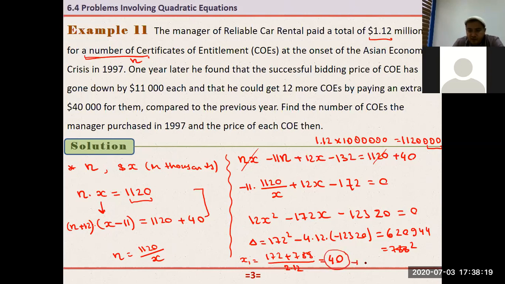So from here we can get n. Then n will be 1120 divided by 40. That's equal to 28. So that's the first answer, that is n, the number of COEs.